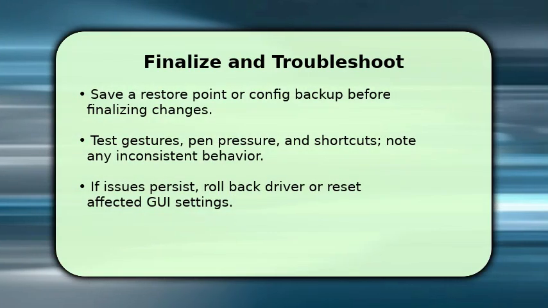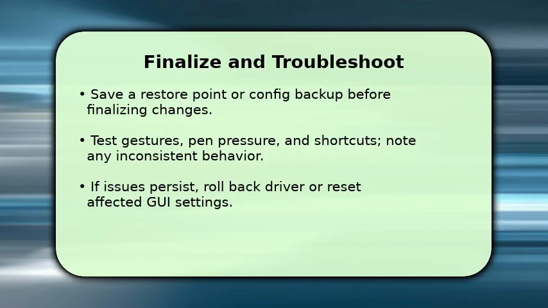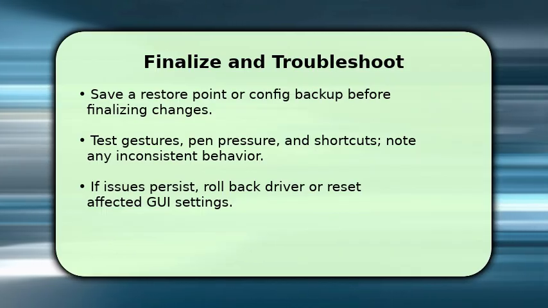Finish by saving a system restore point or exporting your configuration so you can revert if needed. This is your safety net. Then test common gestures, pen pressure responses, and keyboard shortcuts to confirm the Surface GUI behaves as expected.